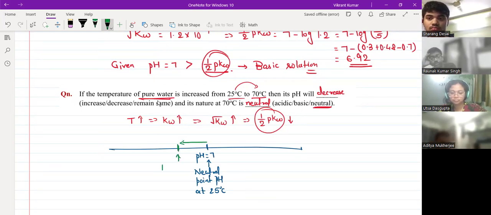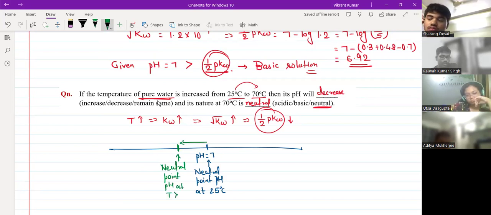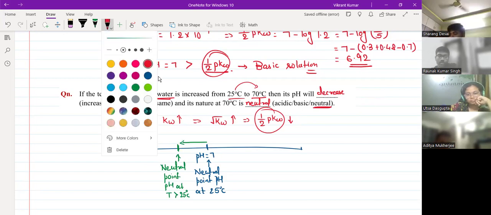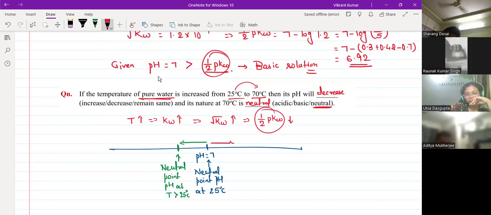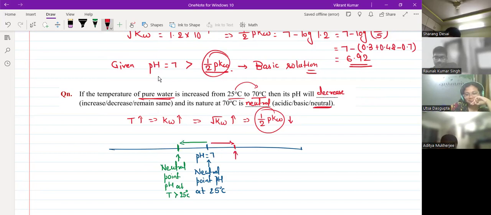This will be neutral point pH at temperature greater than 25 degrees C. And similarly, if I'm decreasing the temperature, then neutral point pH will move rightward. We'll say this is neutral point pH at temperature less than 25 degrees C.